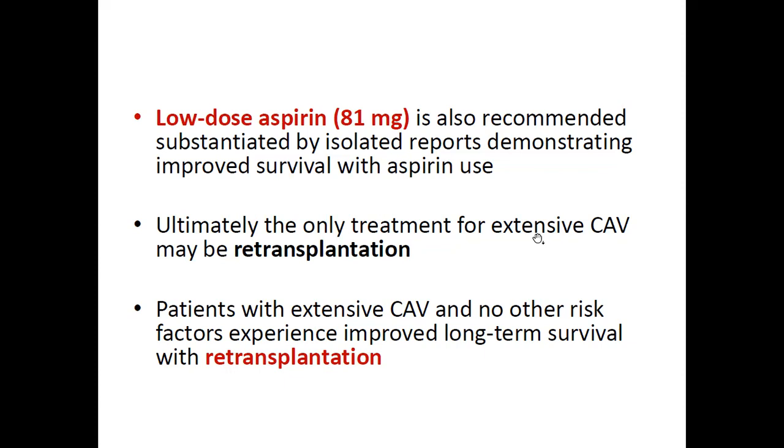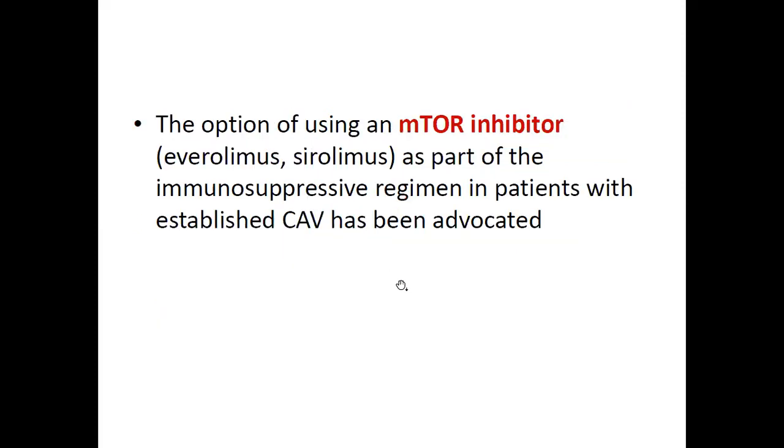Ultimately, the only treatment for extensive coronary artery vasculopathy is retransplantation. However, retransplantation is not an easy process. As we all know, there is a lack of donor hearts. So retransplantation is not easy, but the ultimate treatment for coronary artery vasculopathy, if it is very severe or extensive, is retransplantation. There is an option of using mTOR inhibitors like everolimus and sirolimus as part of the immunosuppressive regimen because it is an immune-mediated disease.